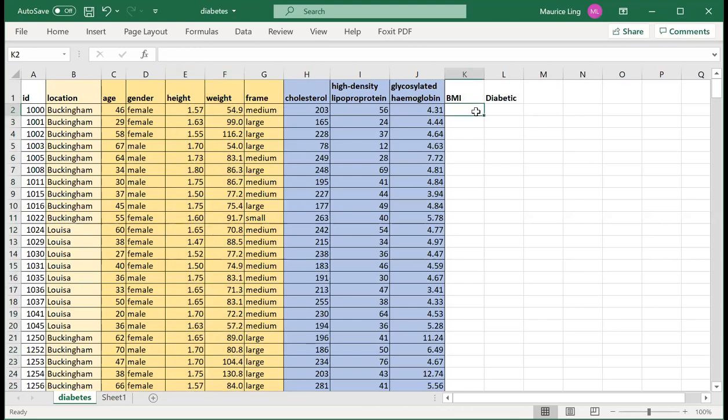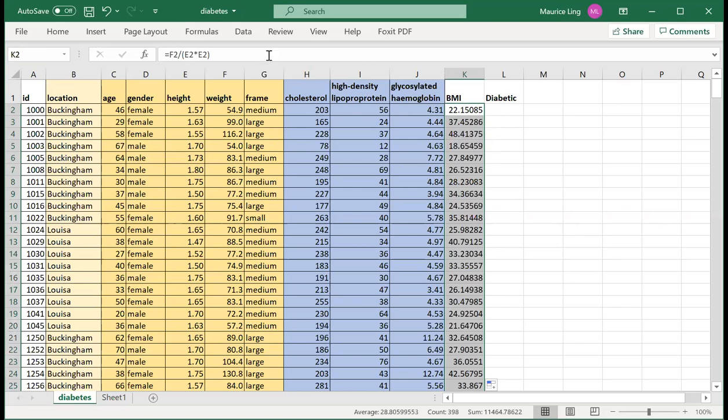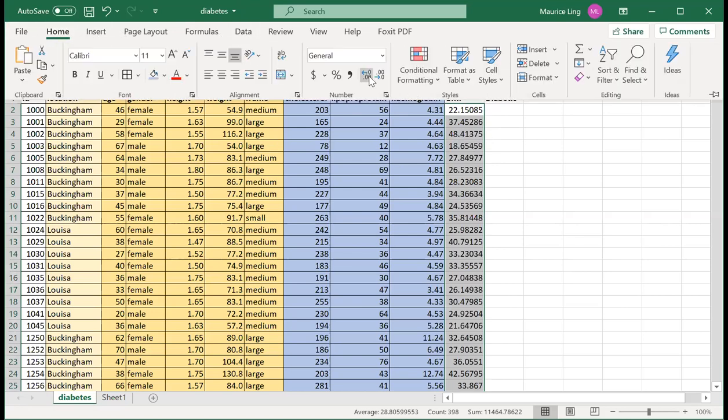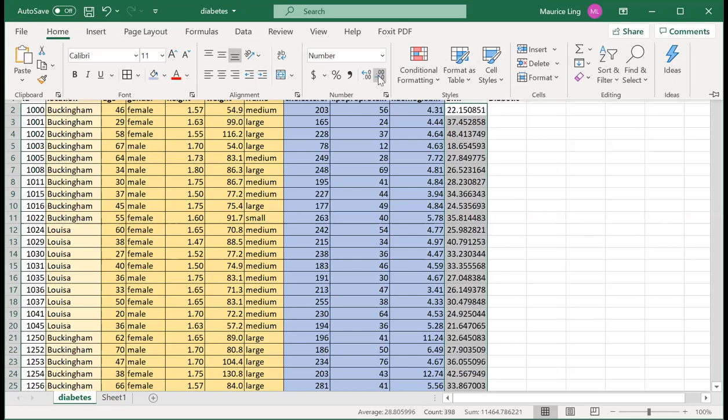So how do we calculate BMI? It's essentially your weight divided by the square of your height. Okay. So this is BMI. You just pull it down. And rather than have so many decimal places, we don't really need them. So let's reduce it. Let's do 2 decimal places.